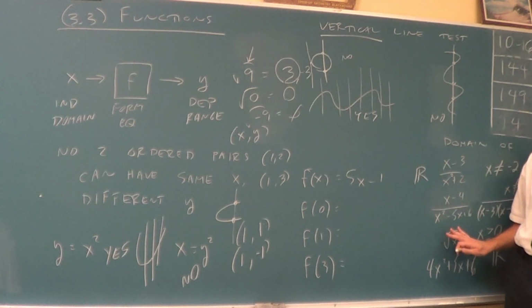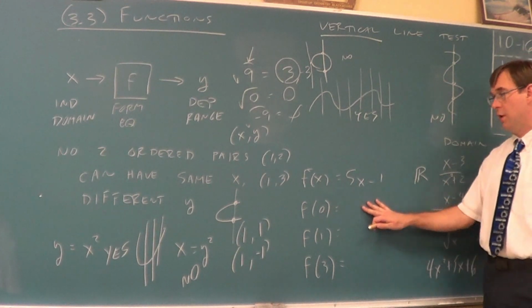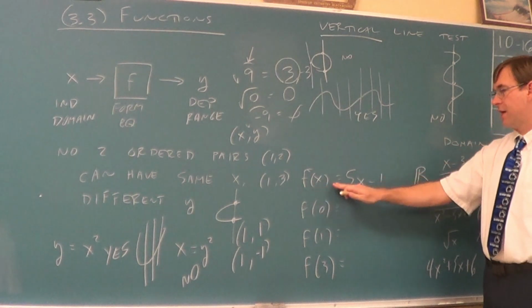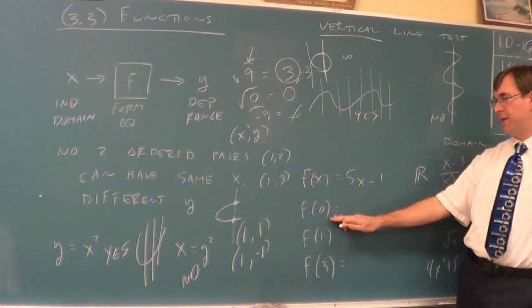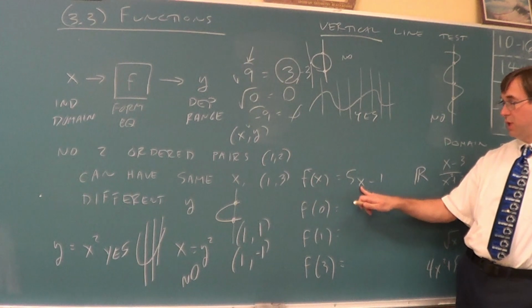Question about the domains? This we did during PSAT review a good bit. So if I or the book says to you, f of x equals 5 times x minus 1, and follows up with, tell me what f of 0 is, what do we expect you to do? Plug 0 in.